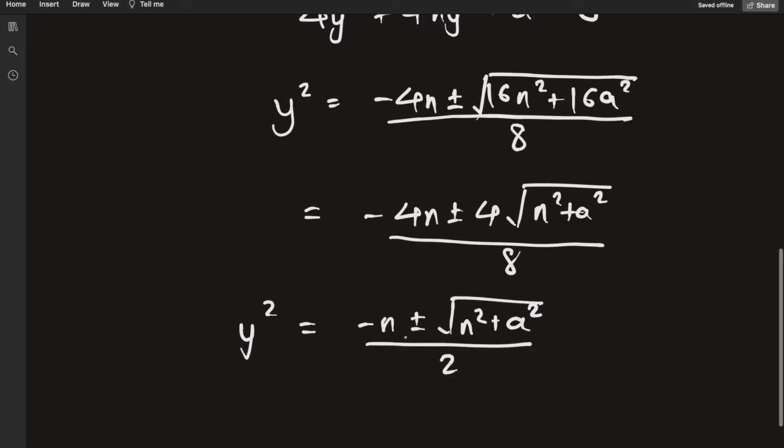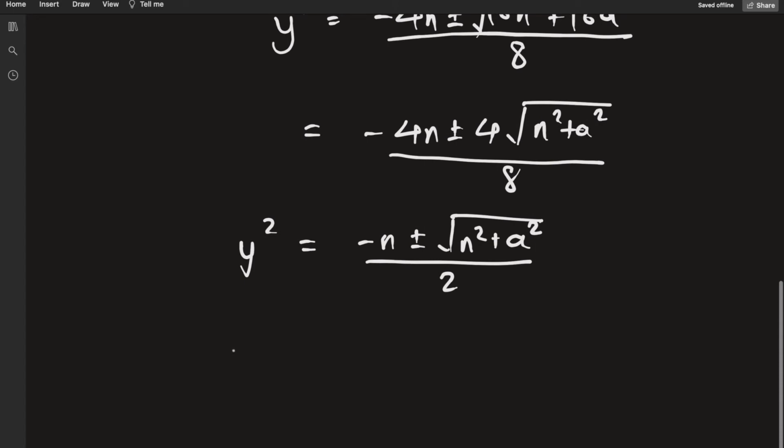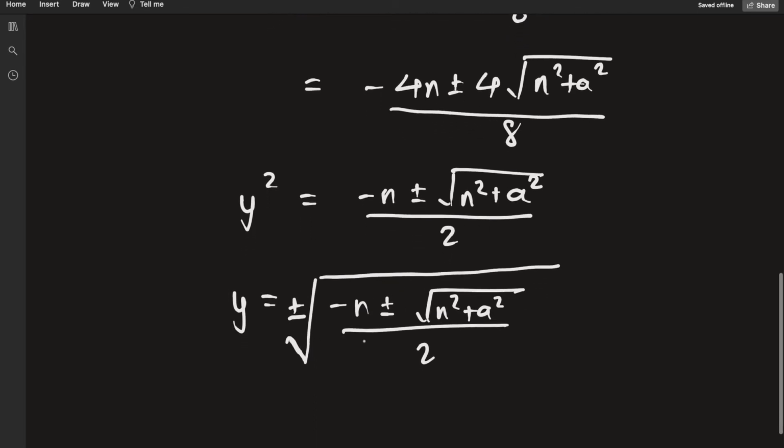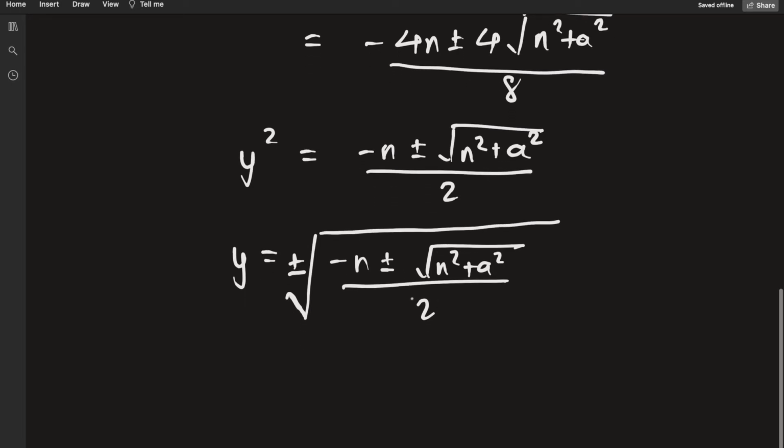Now notice that when we take a square root here for y, we have minus n plus or minus square root of n squared plus a squared over 2. But since we're taking a square root, we need to consider both the positive and the negative branch, so plus and minus outside. Now notice we can make a decision about the plus and minus inside, because if this is a minus, you'll have negative n, negative square root of n squared plus a squared. So two negative terms added together will give you another negative term.